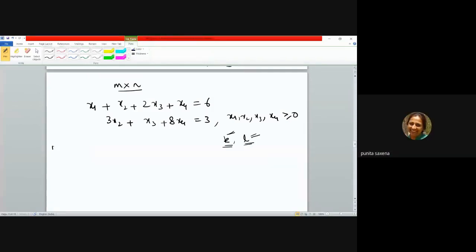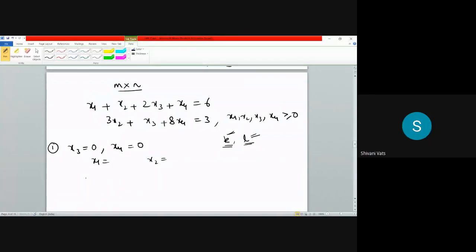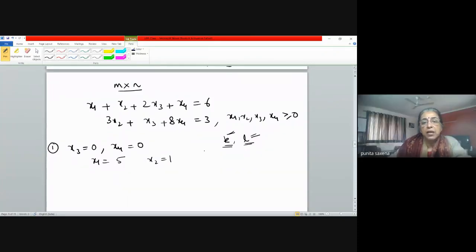So I can put x3 0, x4 0, right? What will I get? I'll get a solution for x1 and x2. आएगी कि नहीं आएगी? हाँ आएगी। अब फटाफट बताओ क्या आएगी? When x3 is 0, x4 is 0, how much is x1 and how much is x2? x1 is 5 and x2 is 1.